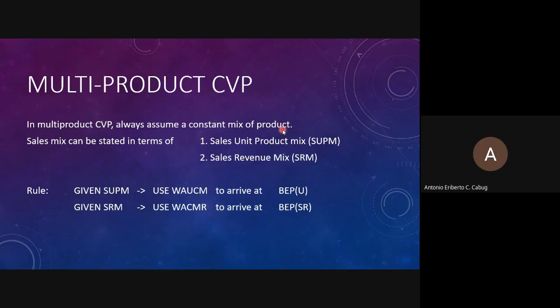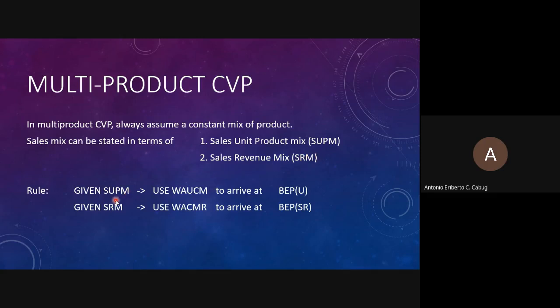Let us apply CVP analysis to more than one product. As I have told you, we should assume that this mix of products would remain the same. Okay? In multi-product CVP, in other words, you have two or more products, always assume a constant mix of product. Sales mix can be stated as sales unit product mix, sales revenue mix.